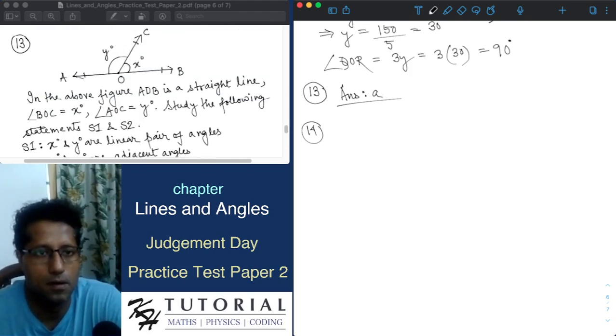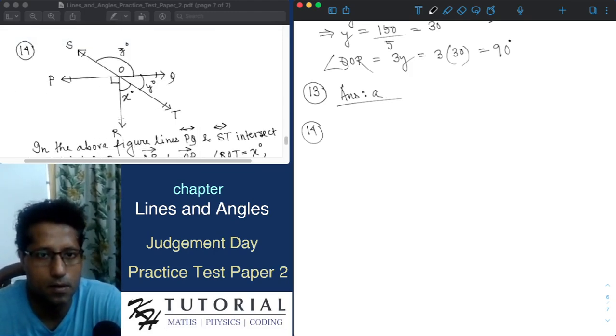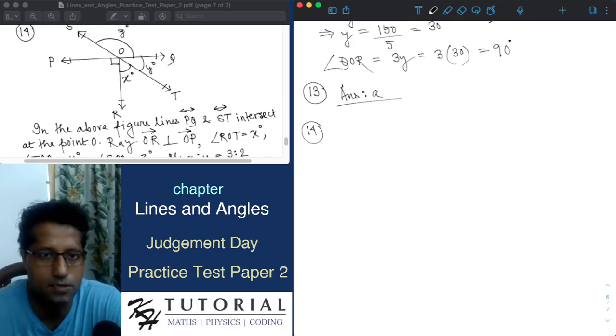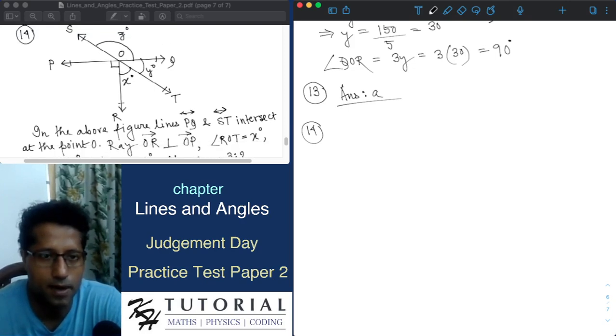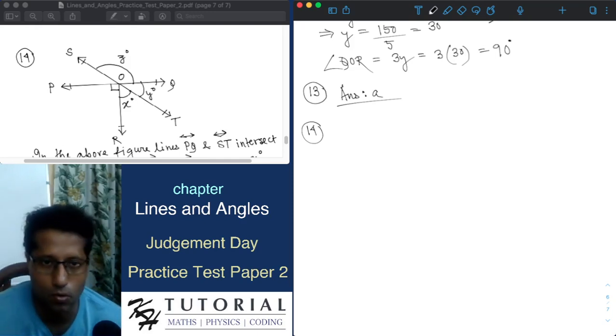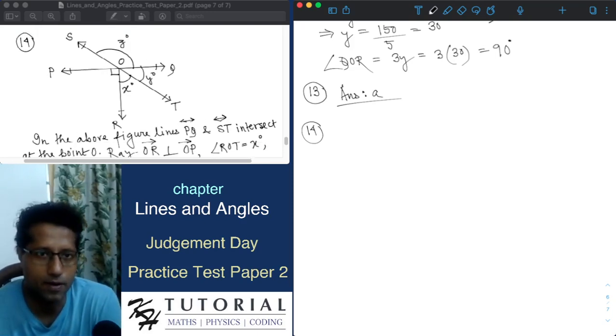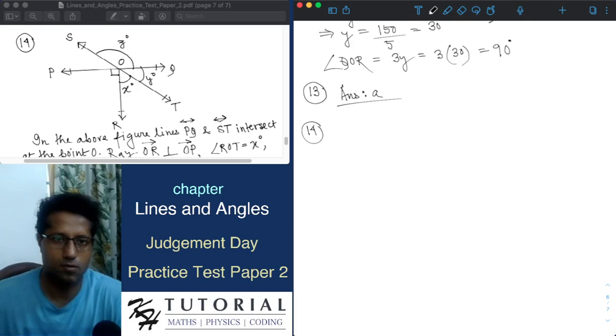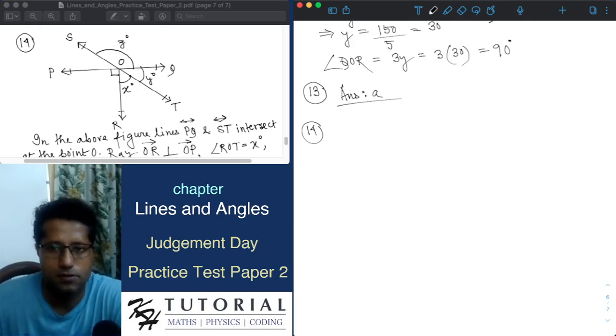Let's see question number 14. So we also have a figure. In the above figure, lines PQ and ST intersect at the point O. So PQ and ST are straight lines intersecting at the point O. Some angles are given: SOQ is Z, TOQ is Y, ROT is X, and it is also given that OR is perpendicular.